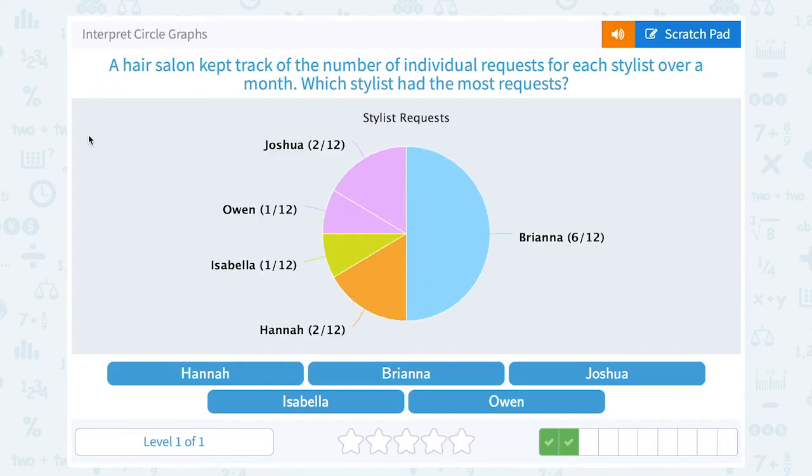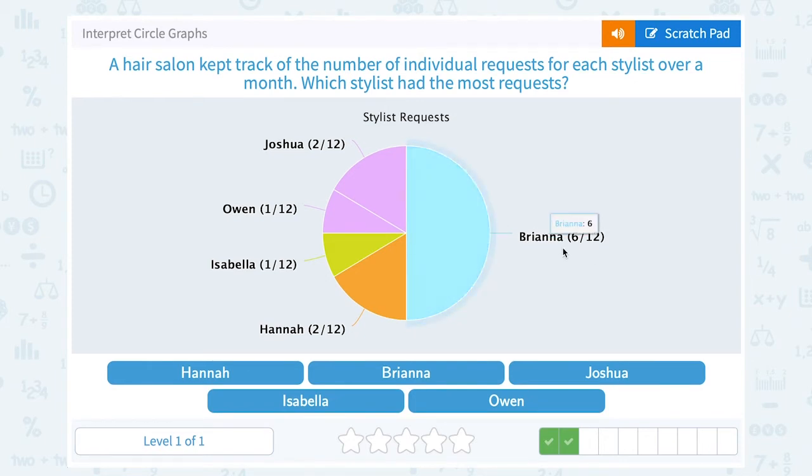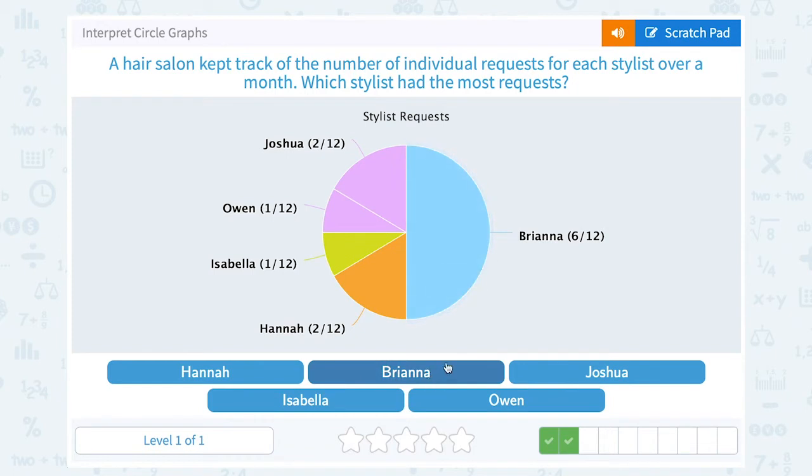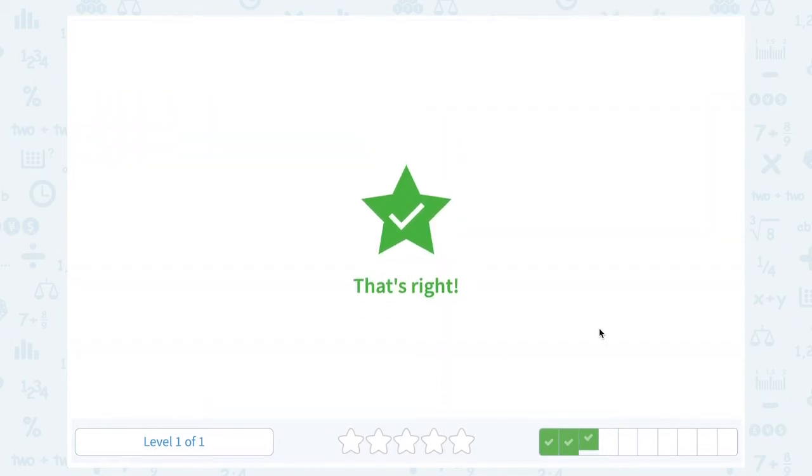A hair salon kept track of the number of individual requests for each stylist over a month. Which stylist had the most requests? Okay, well, to see which one is the most, I want to look at that circle graph and see which one is the biggest slice. And this blue slice is by far the biggest, right? Brianna had 6 requests. Everybody else only had 1 or 2. So Brianna must be the most popular or had the most requests.